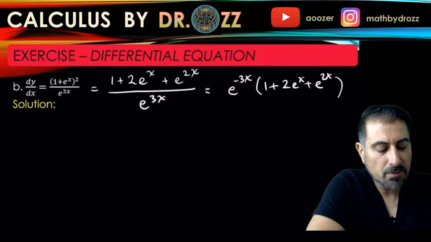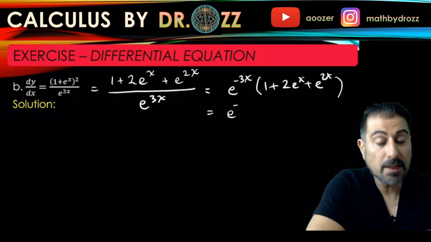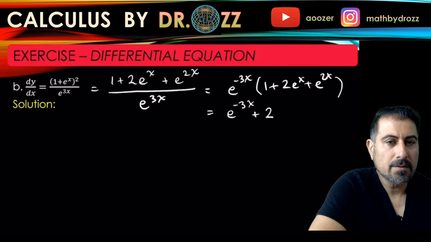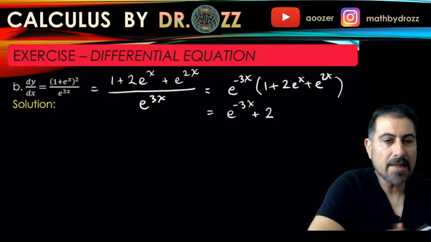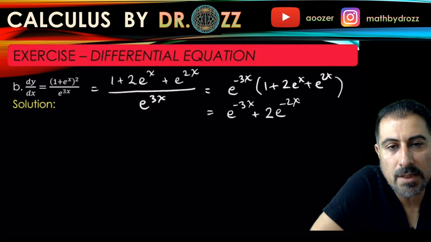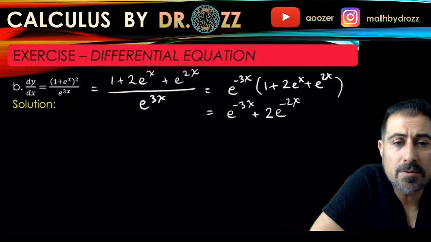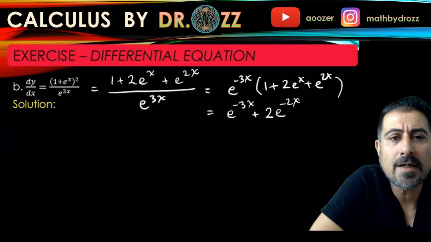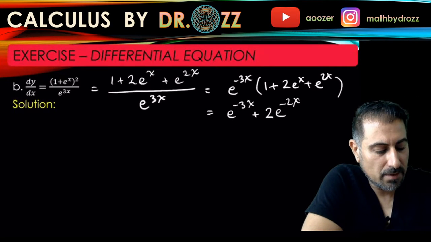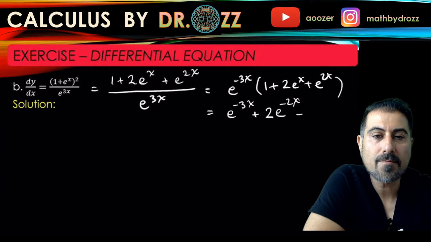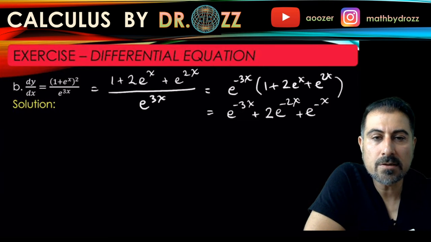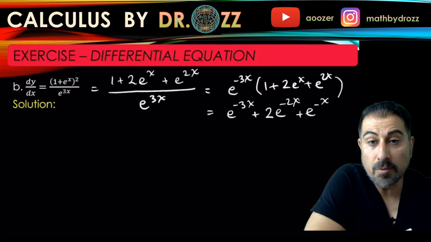So the first one is e to the minus 3x. The second one is 2 times e to the minus 3x times e to the x. So you have the bases the same, so you're going to add the exponents. So it's going to be e to the minus 3x plus x, which is e to the minus 2x. Now let's do the last one together. e to the minus 3x times e to the 2x. So I'm going to add the exponents again, so I'm going to get e to the minus x. Okay. So as you see, expanding and simplifying this irrational expression is the way to go.